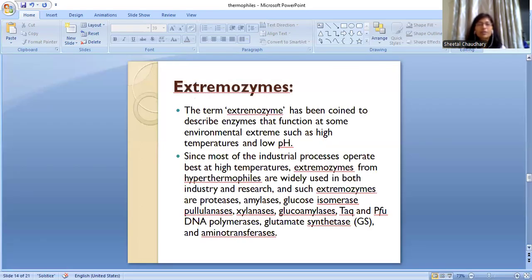Extremozymes. The term extremozyme has been coined to describe enzymes that function at some environmental extremes such as high temperature and low pH. Since most of the industrial processes operate best at high temperature, extremozymes from hyperthermophiles are widely used in both industry and research, and such extremozymes are proteases, amylases, glucose isomerase, cholinases, xylanases, glucoamylases, Taq and Pfu DNA polymerase, glutamine synthetase, and aminotransferases. All these are the examples of extremozymes.